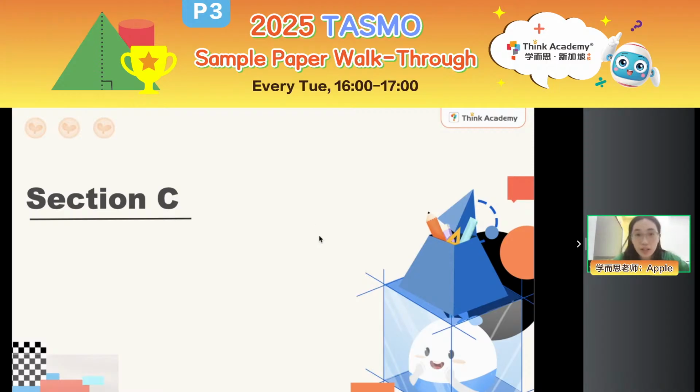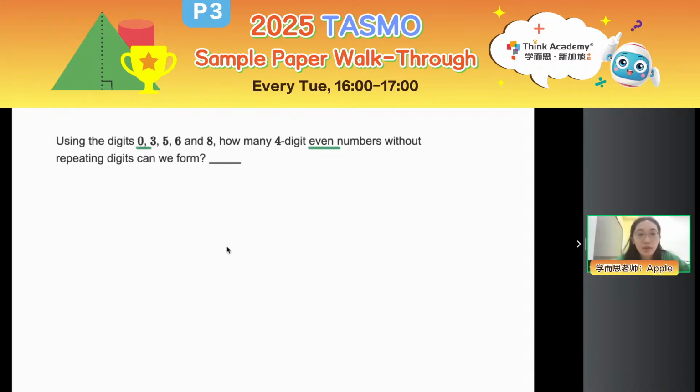So here, let's start from section C again. Well, for the first part, you see that using the digits 0, 3, 5, 6, and 8, how many 4-digit even numbers without repeating digits can we form? Well, in this question, as you can see, 0 is also one of the digits that can make a number to be an even number, right? So here, let's try to consider 0 separately.